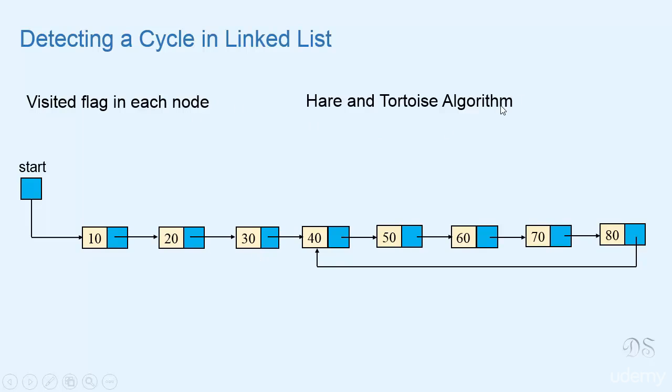Another solution in which we don't have to make changes in the nodes is to use the hare and tortoise algorithm. It is also known as Floyd's cycle detection algorithm. In this algorithm, we take 2 pointers, one slow pointer and one fast pointer. And initially, we make both of them point to the first node. After that, we move both pointers. The slow pointer moves one node at a time and the fast pointer moves 2 nodes at a time. If the list is not null terminated, that is, it has a cycle or the whole list is circular, then definitely at some point both the pointers will meet at a node.